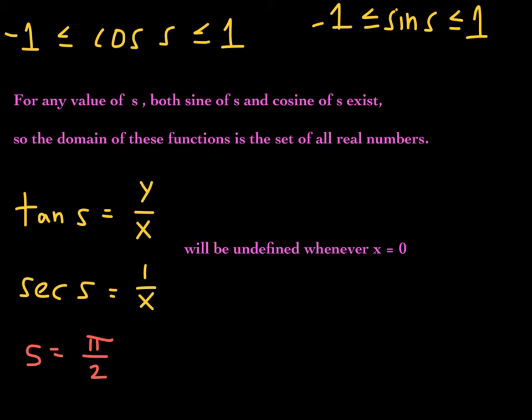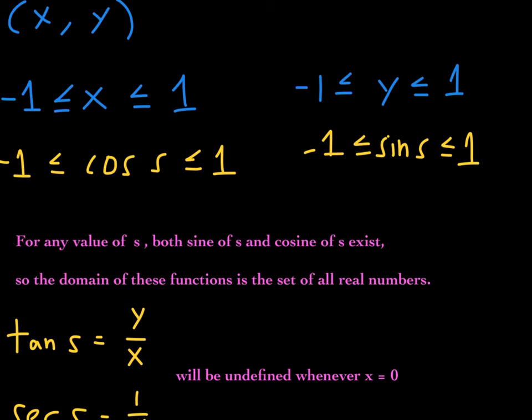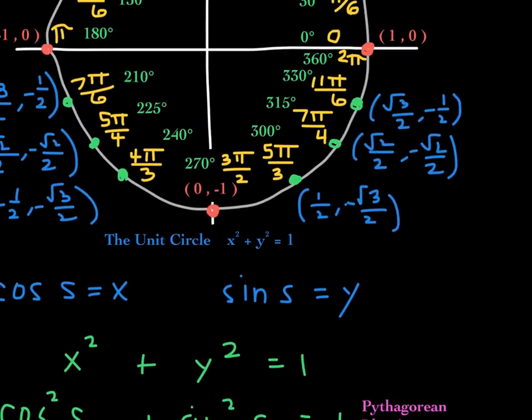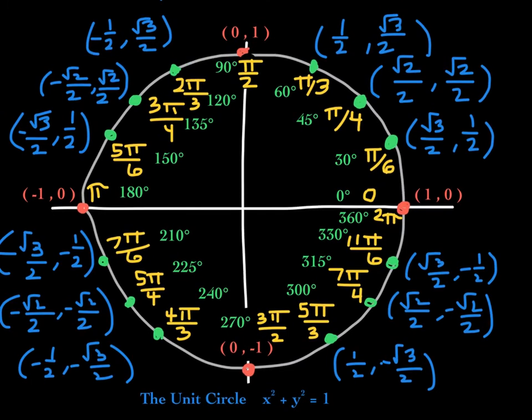Here, let me show it to you on the unit circle. Let me scroll back up to the unit circle. Look at pi over 2, please. What is your x value? Your x value at pi over 2 is 0.